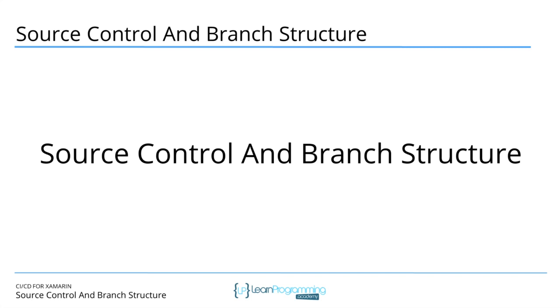So during this lecture, I want to help you understand what source control is, in case you don't yet know what it is, and the ideal branch structure that you should have inside of your repositories to enable good CI and CD.